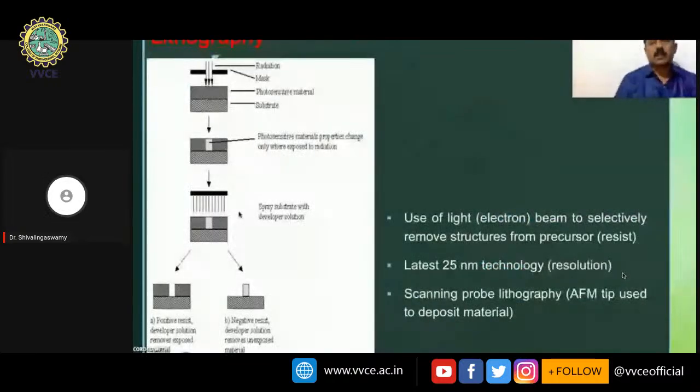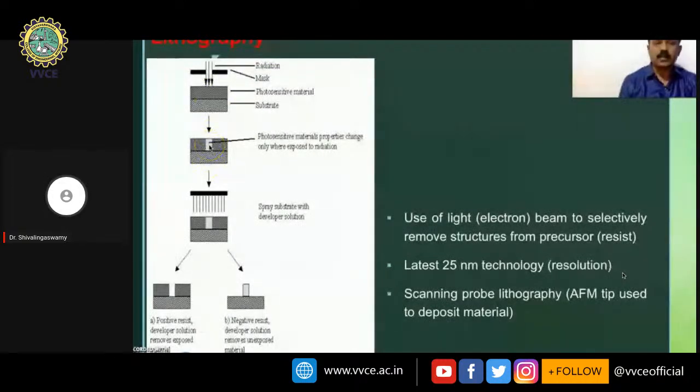This is a top-down approach. This is called lithography. Here we either use light or an electron beam to selectively remove structures from the precursor. That means you just refer to this graph. So you will have a photosensitive material which is placed on a substrate. So generally it acts like a film on a substrate, and we allow the light radiation or electron beam through a small hole that is created with the help of a mask. So there will be a mask, there will be a small hole which allows this radiation to fall on this photosensitive material. And the light interacts with this photosensitive material only in this region.